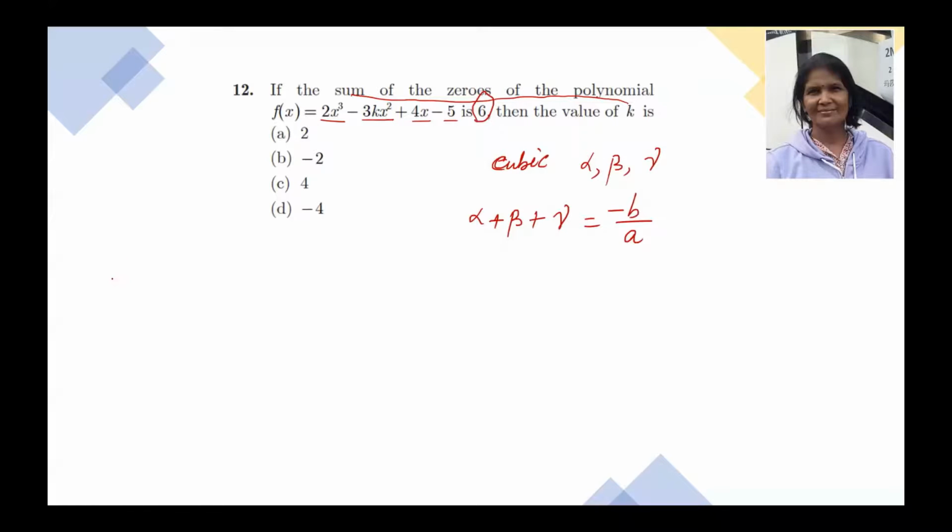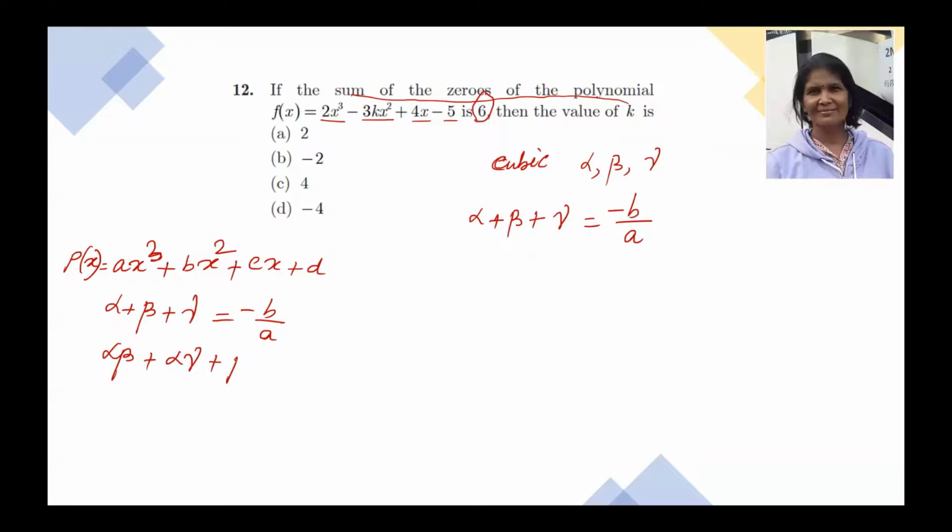When a quadratic polynomial is ax square plus bx plus c, for a cubic it will be ax cube plus bx square plus cx plus d. If this is the polynomial, then alpha plus beta plus gamma is equal to minus b by a, alpha beta plus alpha gamma plus beta gamma is equal to c by a, and alpha beta gamma is equal to minus d by a. So we'll note it. You can solve many questions of this type.